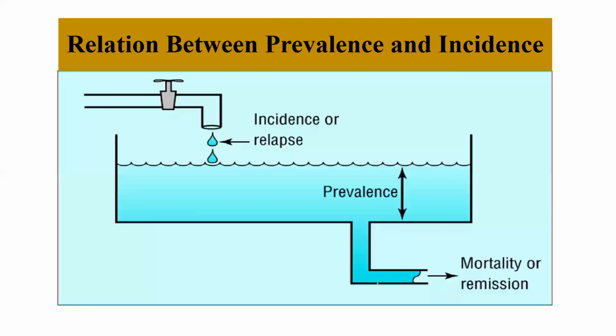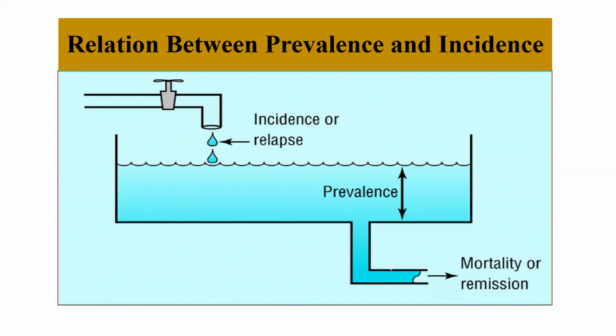Now one important point: with the help of this figure we can understand the relationship between prevalence and incidence. Suppose this drop point is the incidence, the new cases, and this portion is the prevalence, meaning all the cases here are new and follow-up cases. And after that, this is the disease. Suppose this is the group of old and new cases.